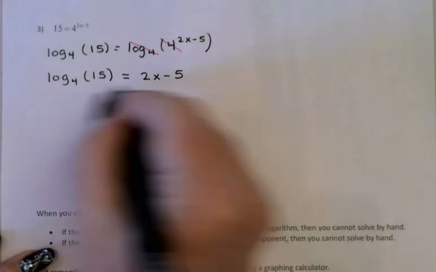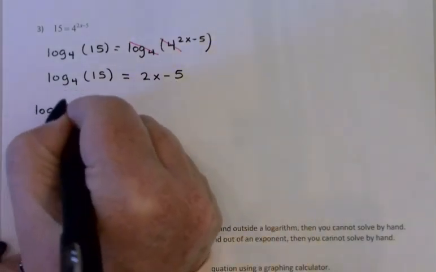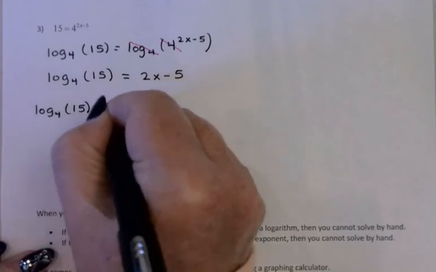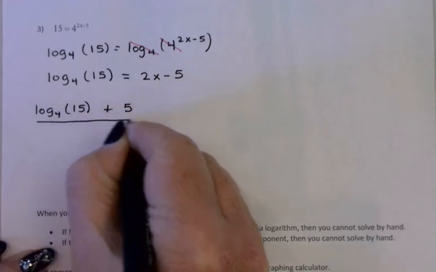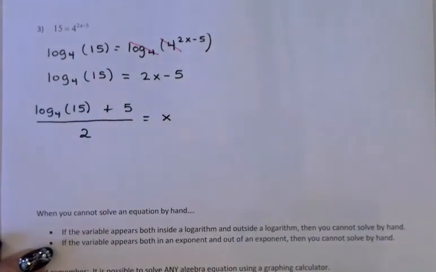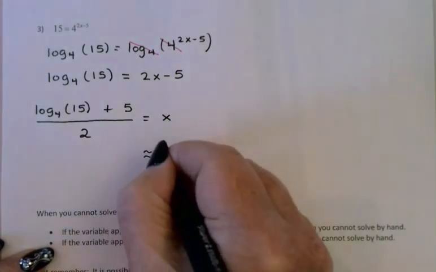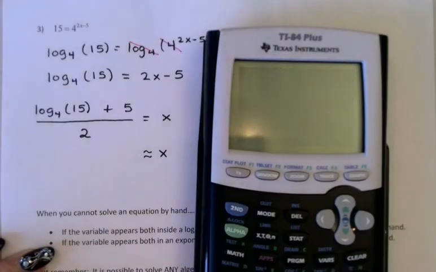I'll add the 5 to bring it over here. So I have the log base 4 of 15 plus 5. And if it's okay with you guys, I'm just going to go ahead and divide by that 2 at the same time. So there's my exact answer. I can get the decimal approximation on my calculator.